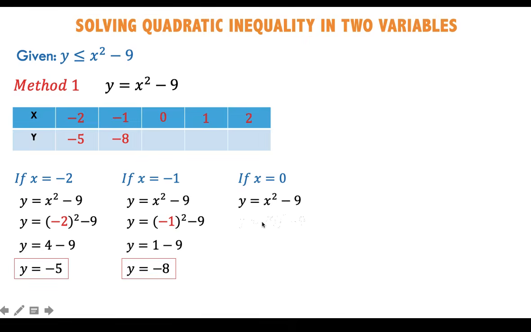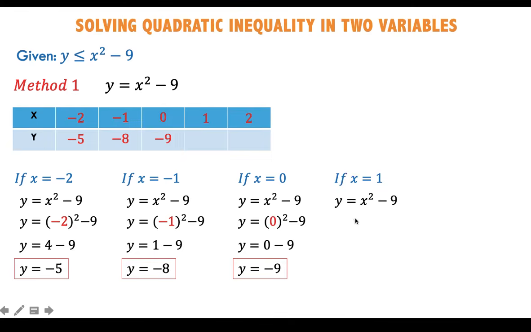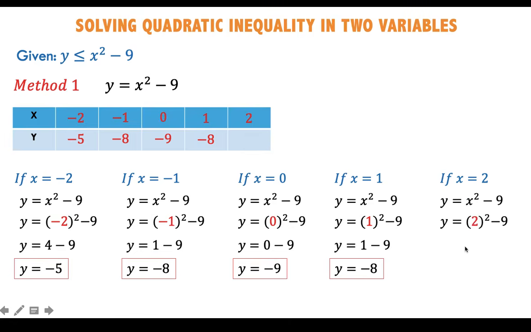If x is 0, replace x with 0. 0 squared is 0. 0 minus 9 is -9. So y here is -9. If x is 1, replace x with 1. 1 squared is 1. 1 minus 9 is -8. So y here is -8. Lastly, if x is positive 2, replace x with positive 2. 2 squared is 4. 4 minus 9 is -5. So we just completed our table.